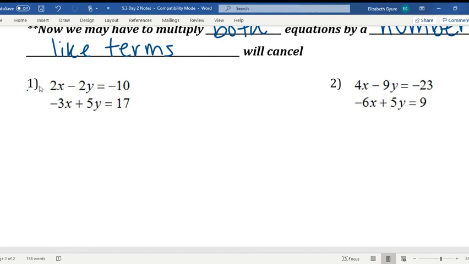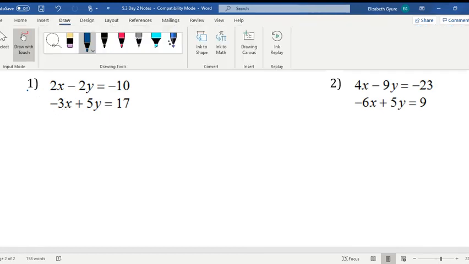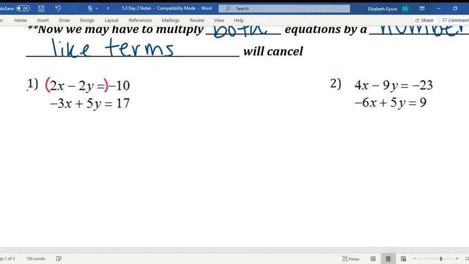So here's what we're going to do. We're going to turn both of these 2x's into 6x's. So if I want to turn this into a 6x, I need to multiply by 3. Can someone explain to us why I picked 3? Why am I multiplying it by 3?